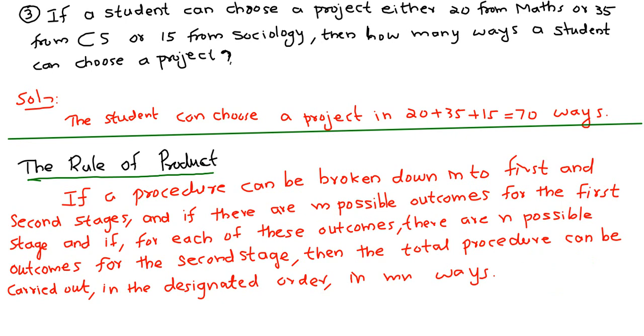If a procedure can be broken down into first and second stages, and if there are m possible outcomes for the first stage, and if for each of these outcomes there are n possible outcomes for the second stage, then the total procedure can be carried out in the designated order in m into n ways. Okay, this is the rule of product.